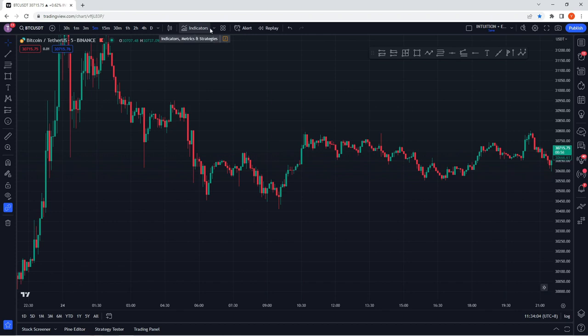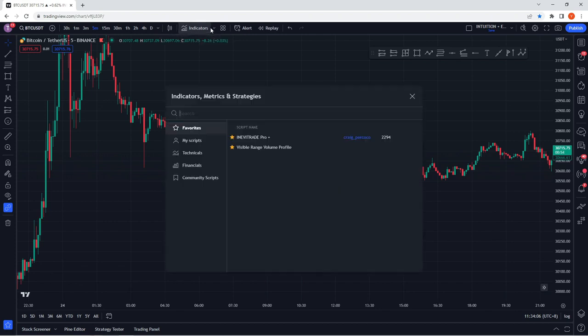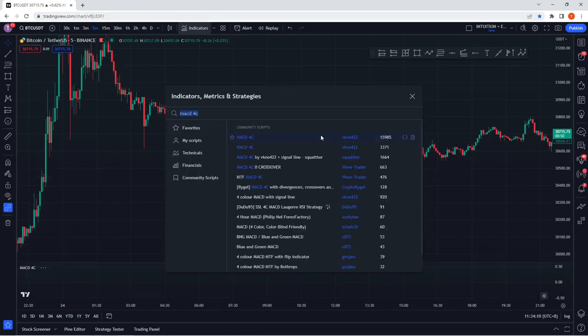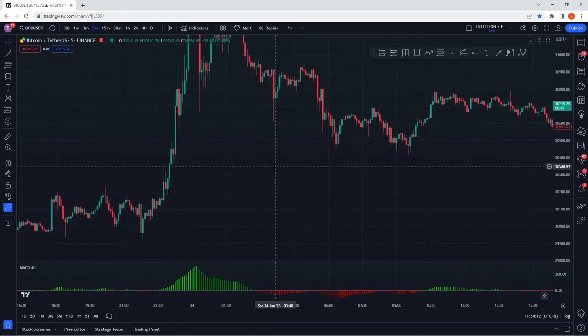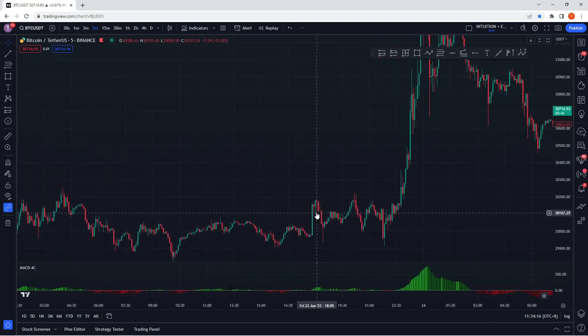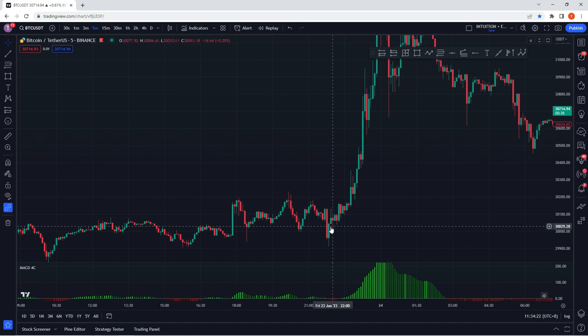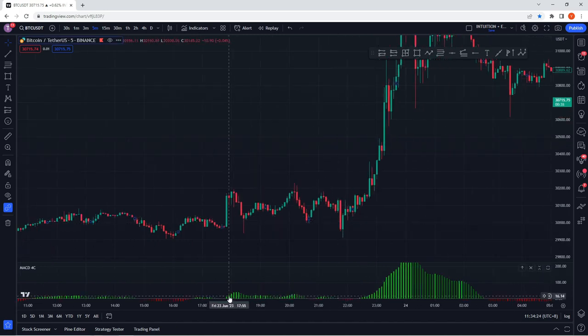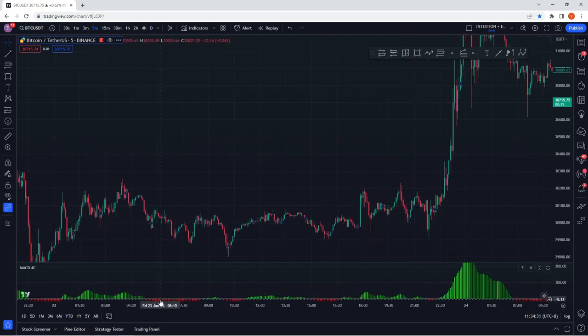So anyways, let's move on to our third and final indicator, which is the MACD 4C. So search up MACD 4C. It's by VKNO, and it basically looks like the squeeze momentum indicator. But what you want to take from this indicator is basically an improvised version of the MACD indicator itself. So what I mean by this, when you look at this, you can see that there's bright green, dark green, and there's bright red and dark red.